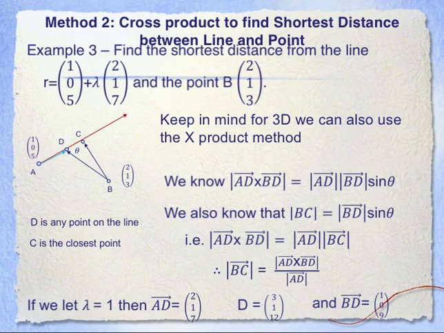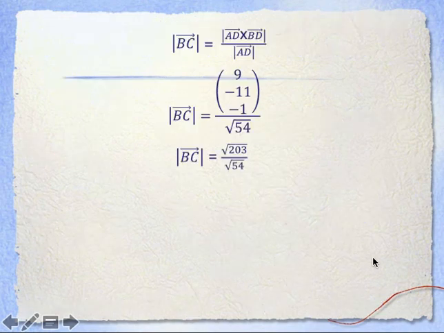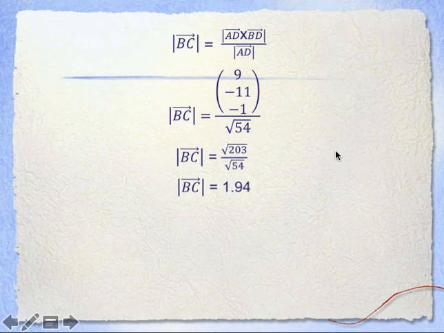So now we've got all the things we need to substitute into our equation here. So we've got BC is AD cross BD over AD. AD cross BD is 9, negative 11, negative 1. That's just done in our calculator to save ourselves a bit of time. The magnitude of AD is going to be 54. Simplify, and we get exactly the same answer that we got using the scalar product.